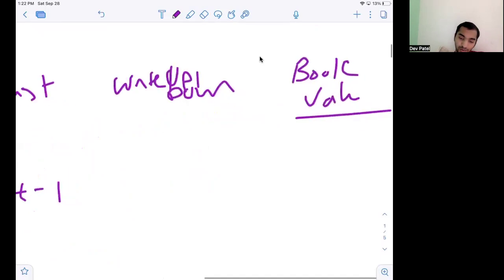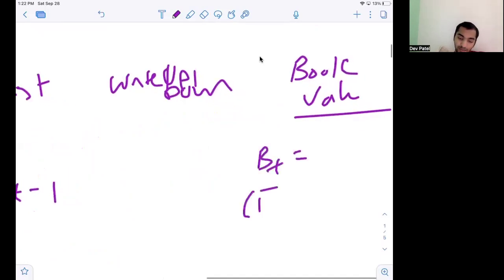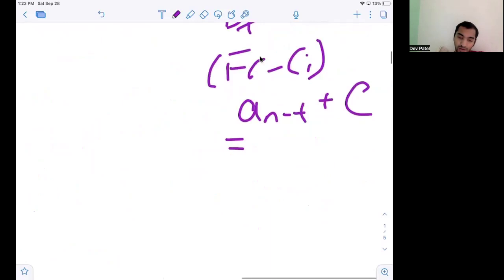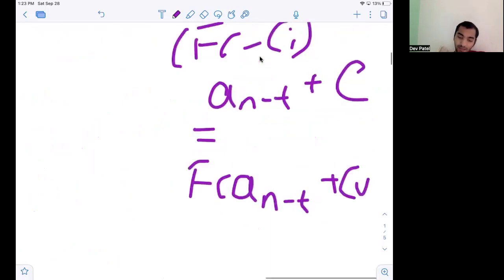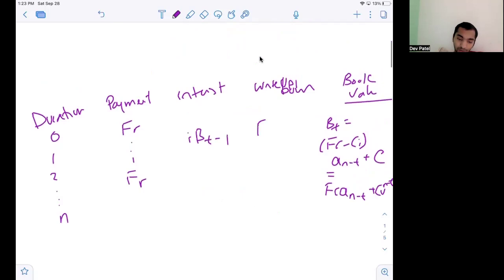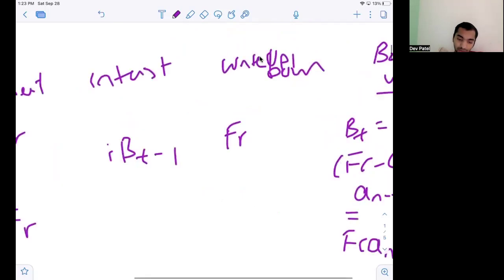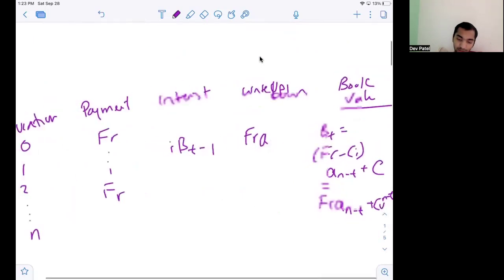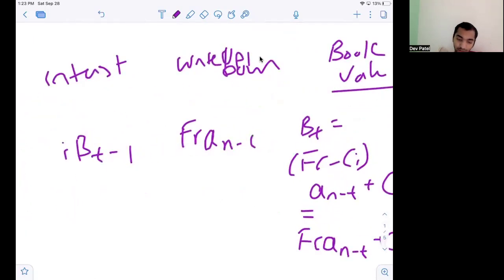And then we have our book value. Book value, one of the formulas is (Fr minus Ci) a of n minus t, plus C. And then there's another one that you can use, which is Fr a of n minus t plus Cv^(n minus t). And then our write up or write down values, I think, was Fr a of n minus t plus 1.